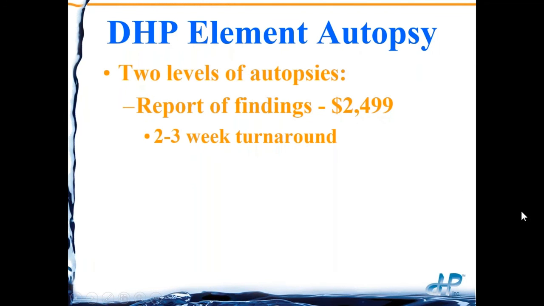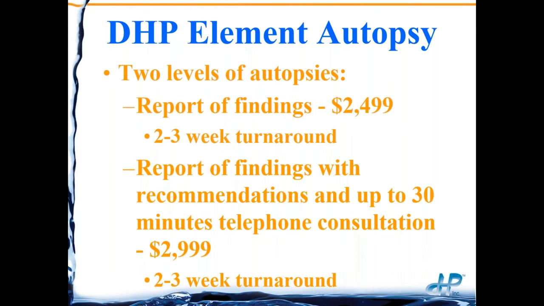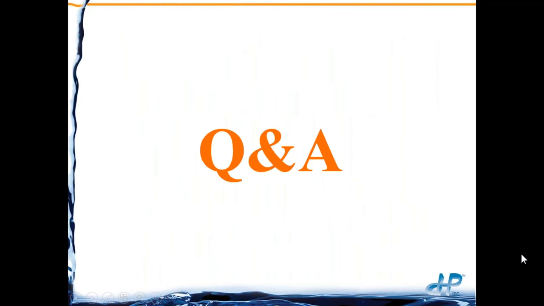As I say, we have two levels of autopsies. One, report of findings. That just lists out what we find in there, and we don't go into the troubleshooting and consulting aspect of it. We charge $24.99 for that, and we have a 2 to 3 week turnaround, from when we get that element to when we get that report to you. We also have our other level of autopsy with report of findings with recommendations on how to fix it, and then up to a 30-minute telephone consultation. We charge $29.99 for this, and again with a 2 to 3 week turnaround.